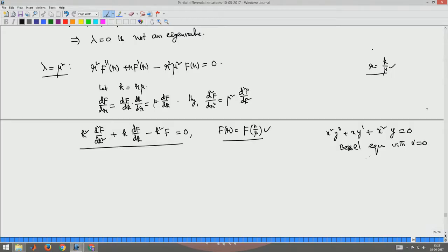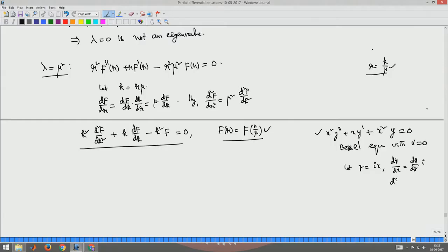If I do the same thing again, let z be the new independent variable instead of x, with z equal to ix. Then d square y by dx square in this equation becomes d square y by dz square into, starting as earlier, dy by dx is dy by dz into dz by dx, that is i.